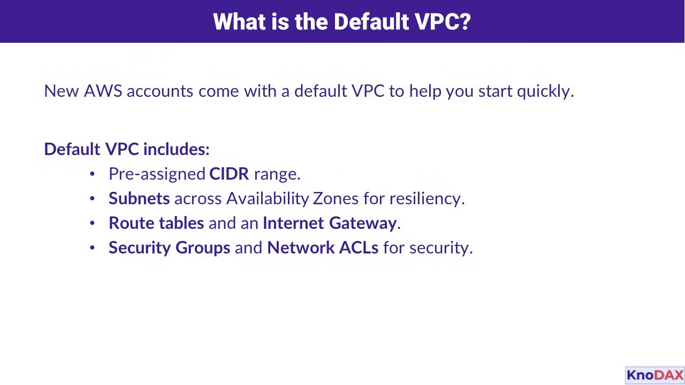This setup is a great starting point because it ensures that new EC2 instances are launched in a functional and internet-connected network, even without additional configuration. The default VPC simplifies the onboarding process and gives you a fully operational network environment right out of the box.